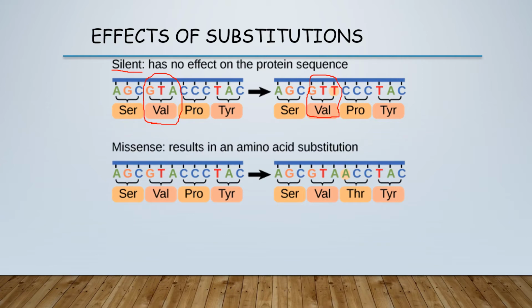Missense is our second one. It results in an amino acid substitution. Here we have our third codon, CCC, coding for proline. A substitution mutation happens where we get ACC, so A has been substituted in for C there, and we get threonine in our protein sequence.